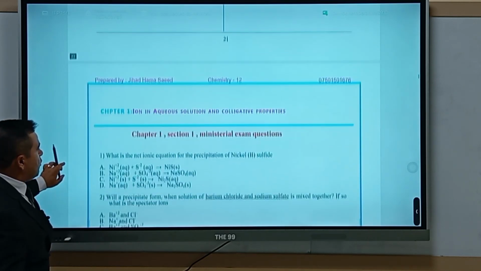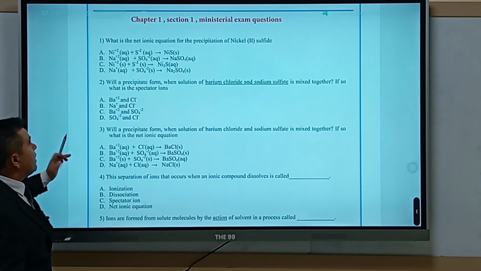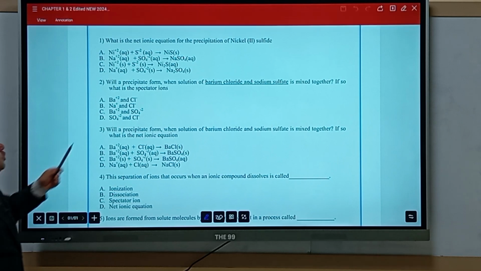That's the end of chapter 1, guys. Here we have got some ministerial exam questions that appear in the ministerial exam.